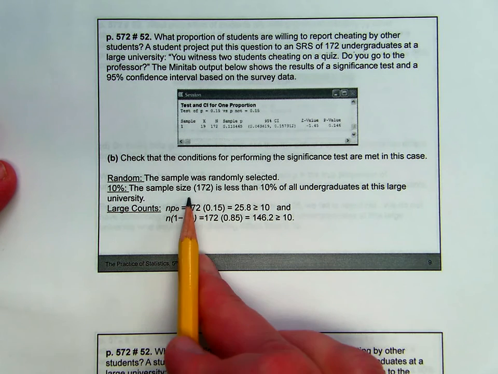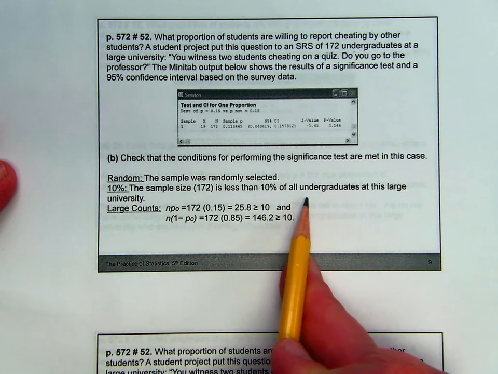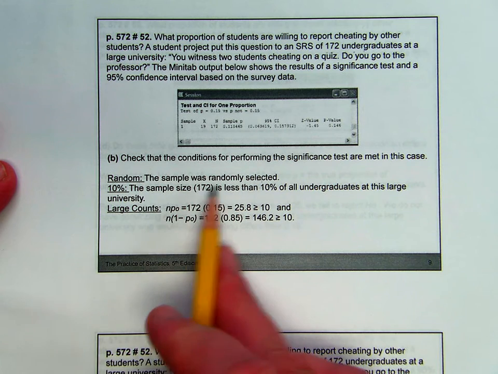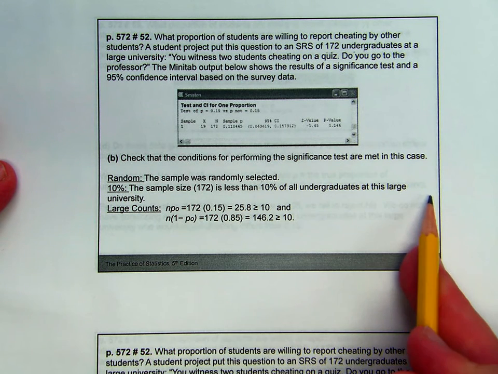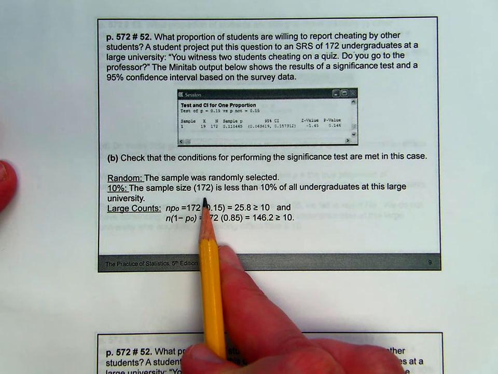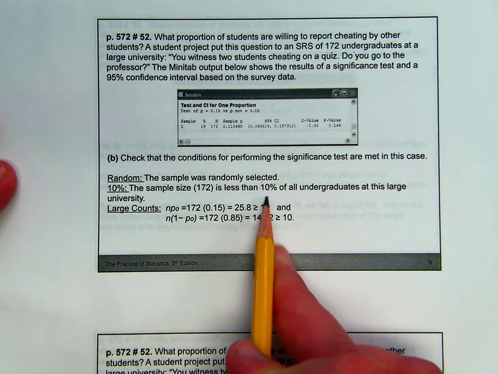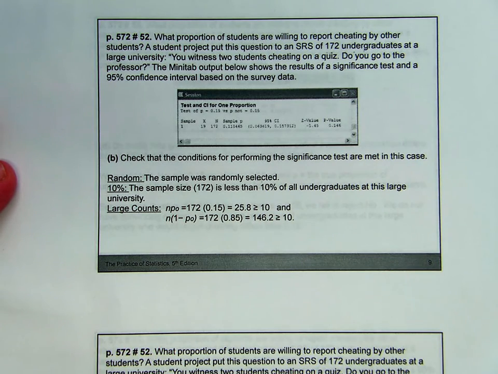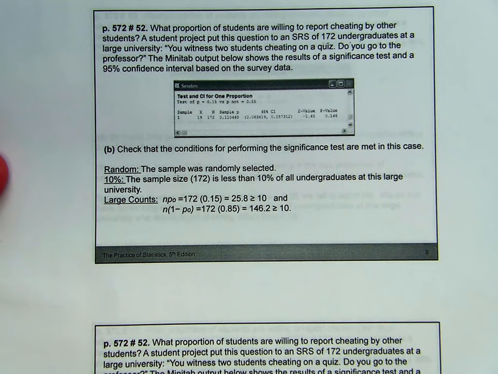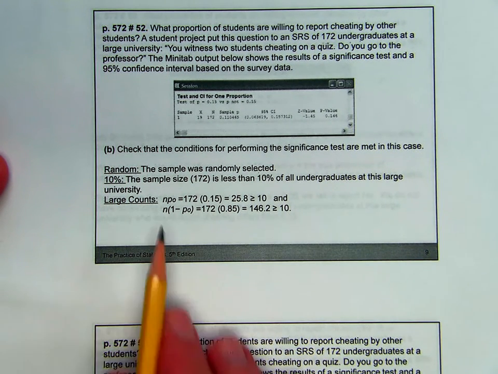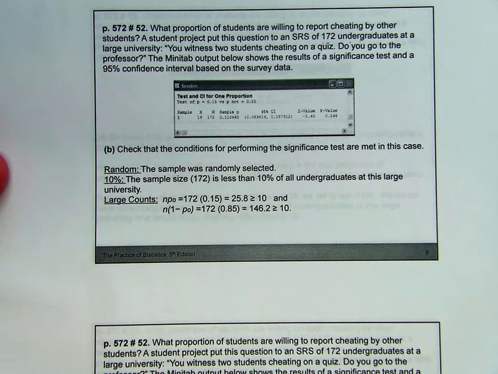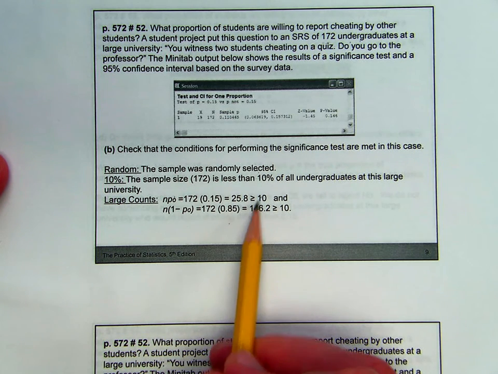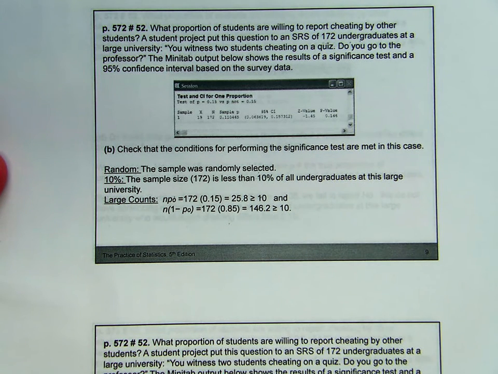Okay, the sample size of 172 is less than 10% of all undergraduates at this large university. I think it would be safer to write, we can assume if it's a large university that's less than 10%. Again, not thrilled with this wording right here. I would prefer something a little bit better. For our large counts, in this case here, that's pretty solid. They're showing a blank formula, numbers plugged in, comparing them to 10. I think we're good with that. That's pretty solid.